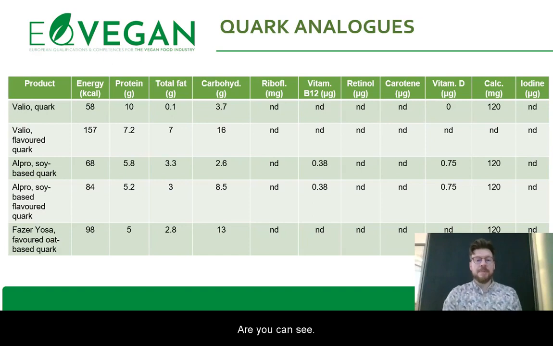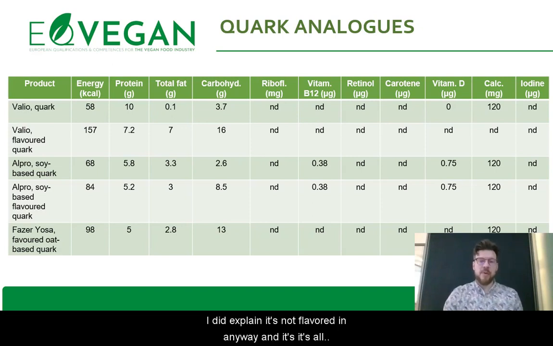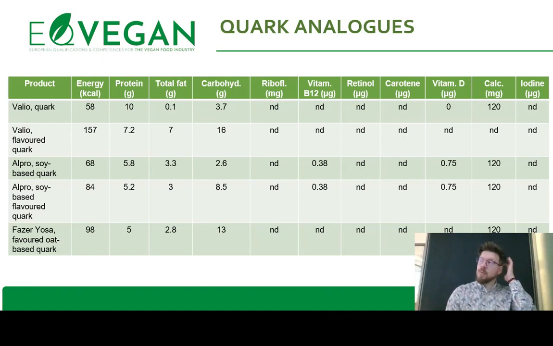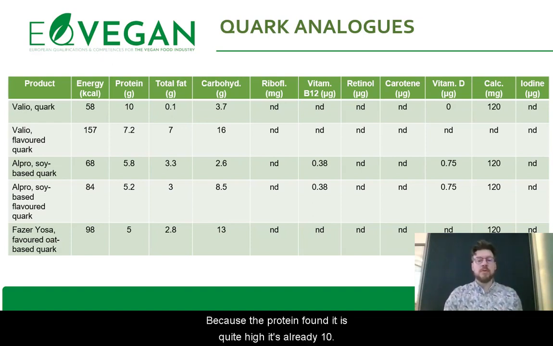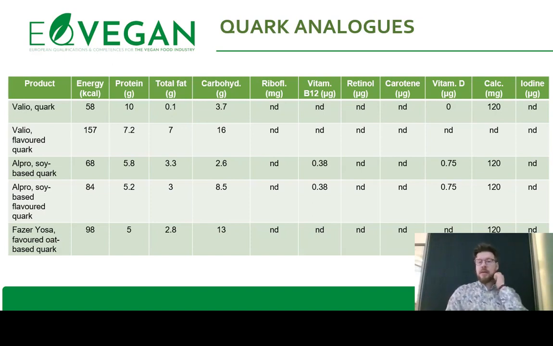Here you can see some comparison between different products. The top row is the classic quark from Valio, a local dairy company. This is plain, not flavored in any way, and it's sold as low fat. You can see the protein content is quite high, already 10 grams. Low fat, carbohydrates 3.7, and no other nutrients other than calcium.